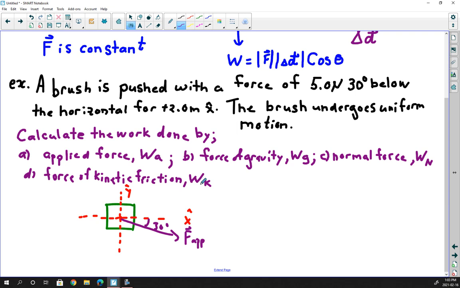What other forces would be acting on this? Well, you have to remember that there's the force of gravity acting on this object while it's being pushed. This brush is being pushed, it's on the earth. So there's a force of gravity acting on the object. What else is acting on the object? Well, there's a normal force.